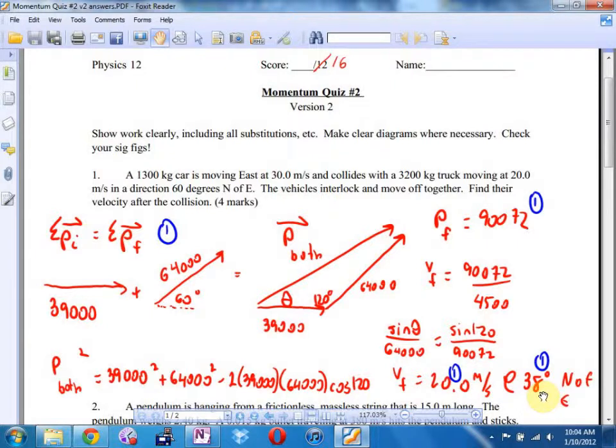And I gave out the four marks. I gave you one mark if I saw that, one mark if you managed to get the momentum, one mark for the velocity, speed, and one mark for the direction to give it a velocity.